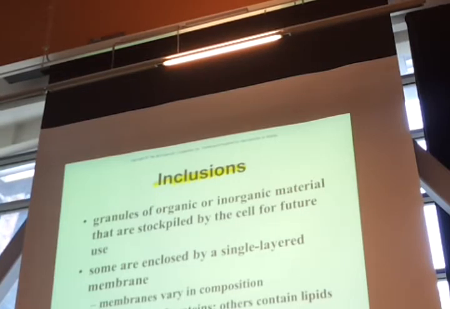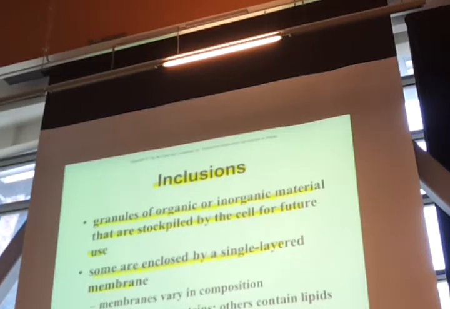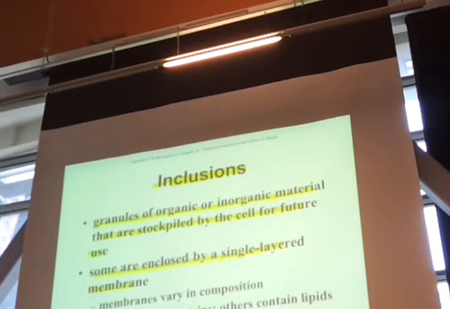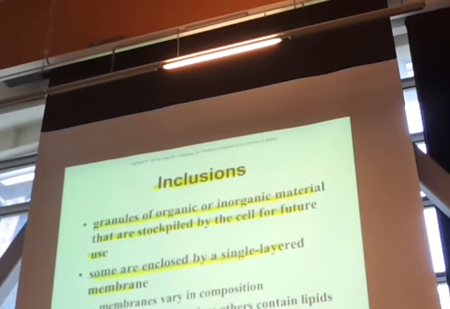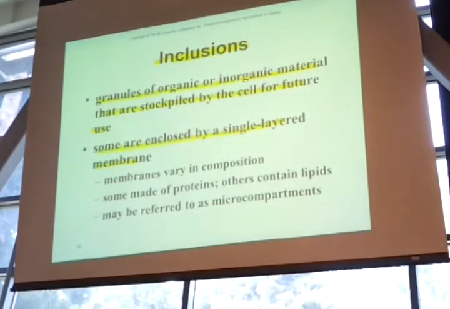Because these are usually very specific to the type of bacteria. So you see the description, granules of organic or inorganic material that are stockpiled by the cell for future use. Well, some might even be enclosed by a membrane. So again, this is another one of those things where you see, oh, there's no membrane-bound organelles in the cell, and yet, yes, there are things that are bound by membranes in the cells.